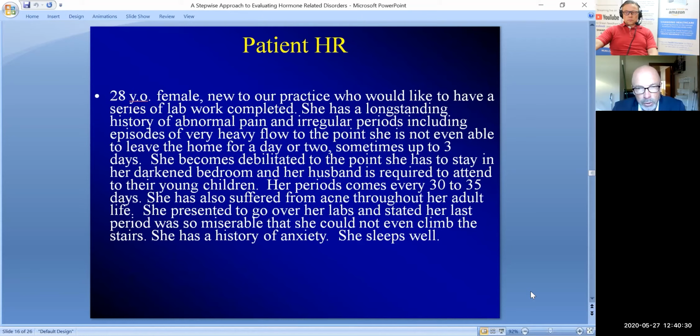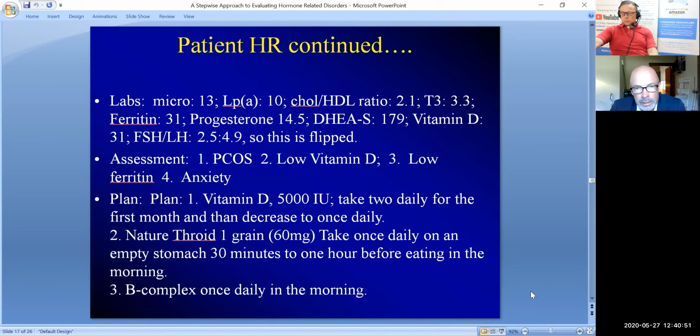And her periods were every 30 to 35 days. She had suffered acne throughout her adult life, and was just absolutely miserable. And as you can see there, at one point she could not even climb the stairs. Wow. Also has a history of anxiety. She says she overall sleeps well. So she comes in for her labs and I checked her micro CRP, 1.3.